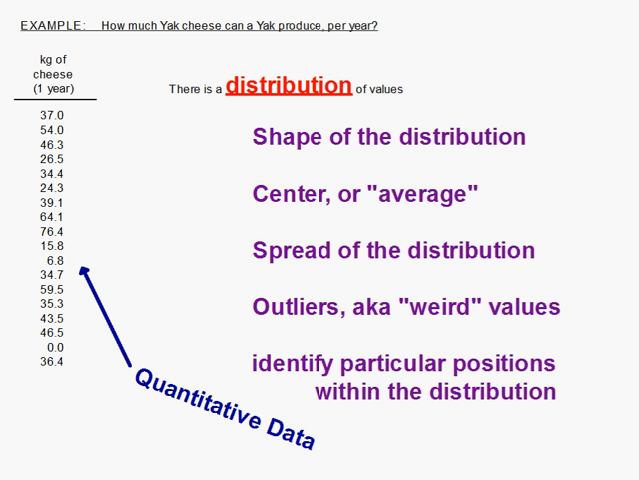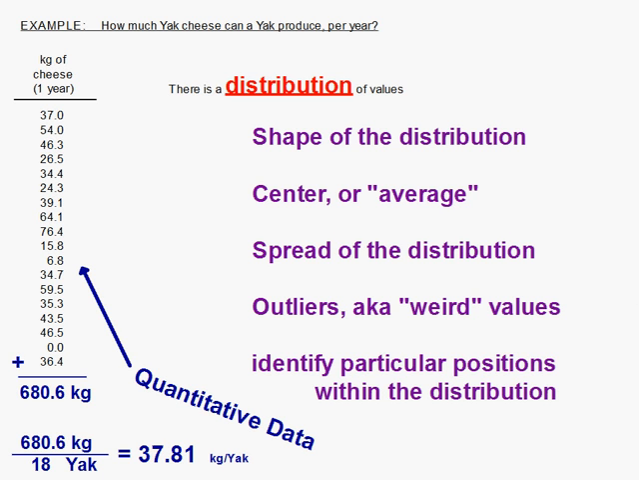And this all works for what's called quantitative data. What is meant by quantitative data? We can do things like add up all of the measurements, and then we can divide by the number of yaks and get this average of 37.81 kilograms per yak. And that would be our center or average. That would be one measure, but of course not all of these numbers are 37.81. So it's a more complicated answer.